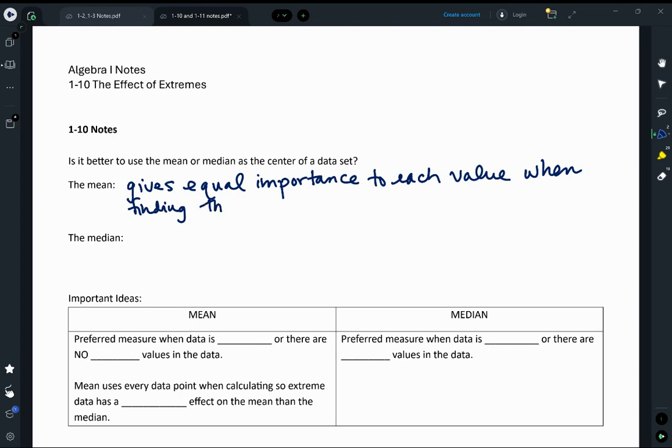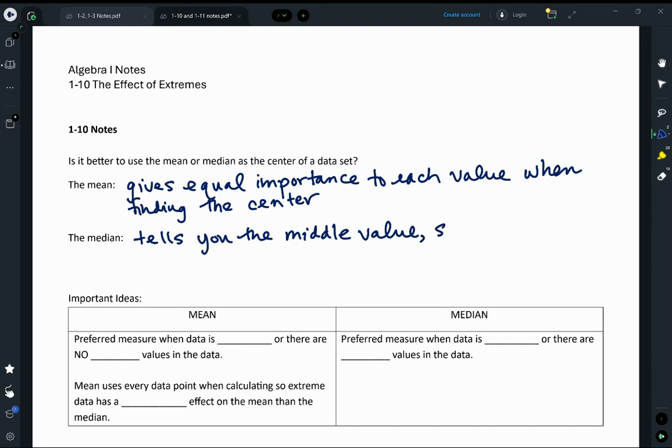So the mean, because we're using all of those numbers, we're adding them all up, gives them all equal importance. So the median is a little bit different. The median just tells you only the middle value. And because it's only telling you the middle value, it changes to a single value. They don't change the median that much. They don't affect it so much.